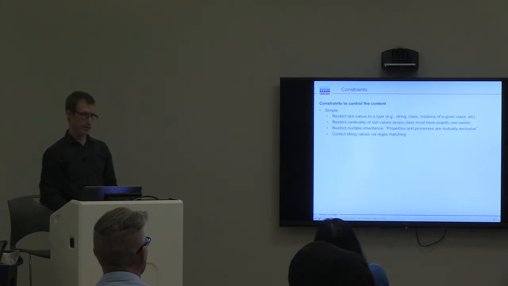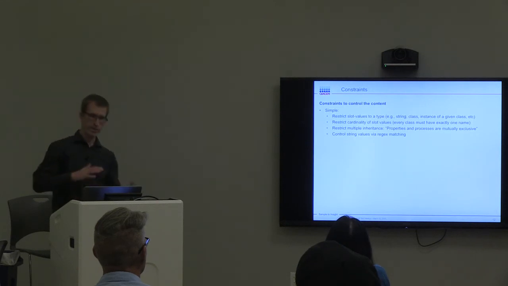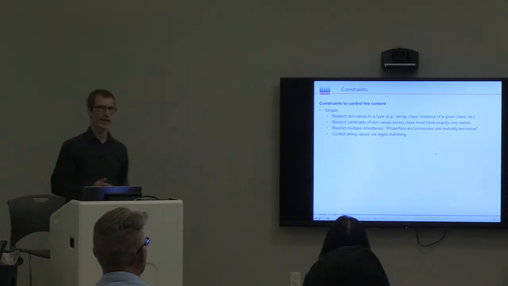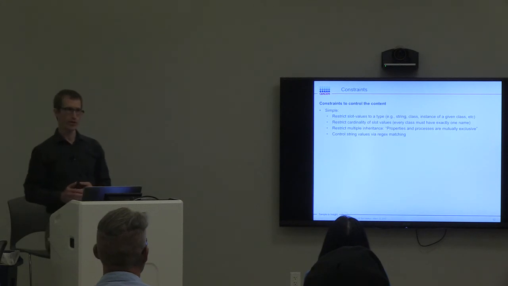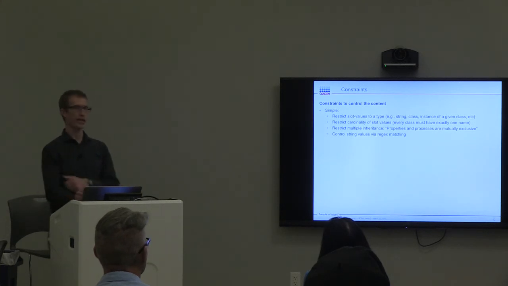We can restrict the cardinality of slot values, so the number of values that a given slot can have when it's attached to a given frame. And we can restrict its exact number, or its maximum, or its minimum. For example, every class has to have exactly one, maybe it's easier to say title. That doesn't mean it can have only one term that maps to it, but there's one term that's the name. And everything else we call synonyms, or some other kind of term.